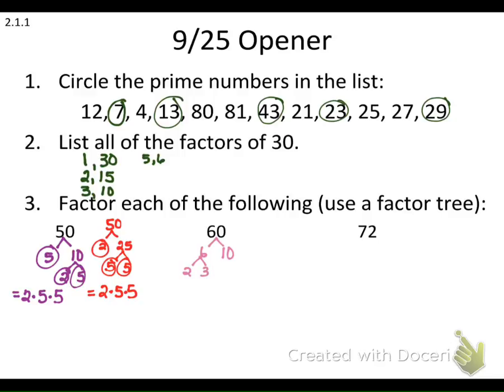Can I factor 2? No. If I do, it's going to be 2 and 1. Well, then I could keep doing 2 and 1 forever, right? So 2 is a prime number, so I'm going to circle it.